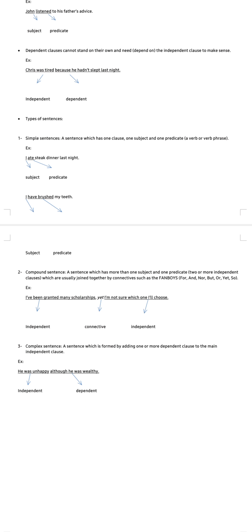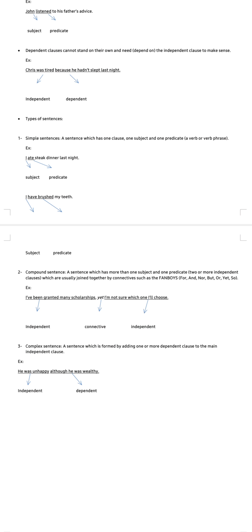Okay? What are compound sentences? A compound sentence is a sentence which has more than one subject and one predicate. So it has two or more independent clauses, which are usually joined together by connectives, such as the fanboys. Well, 90% of the time they're the fanboys: for, and, nor, but, or, yet, and so.